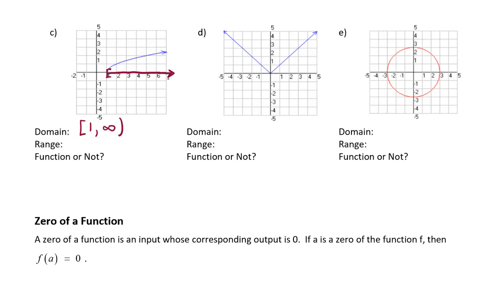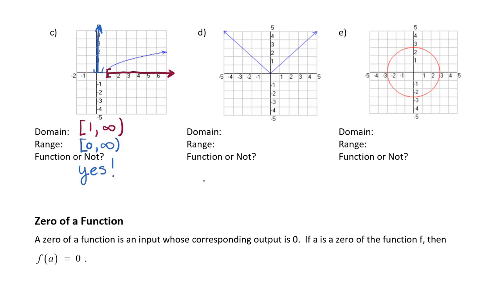Our range is how far up or down it exists, and in this case we have a graph starting at 0 and continuing on with an arrow up and to the right, which means this function will continue on to positive infinity as well. So our range is open bracket 0 to infinity, close parenthesis. This does represent a function because it passes the vertical line test.